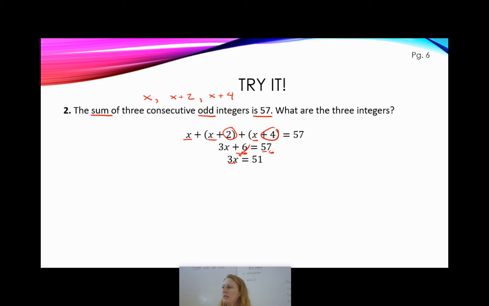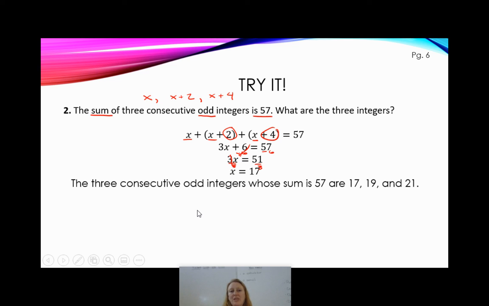And of course, I will then divide both sides by 3. And I find out that x is 17. But of course, x being 17 is only the first one, right? If 17 is the first odd number, the next odd number, 2 more, would be 19. The next odd number, 2 more after that, would be 21. So the three consecutive odd integers whose sum is 57 are 17, 19, and 21.